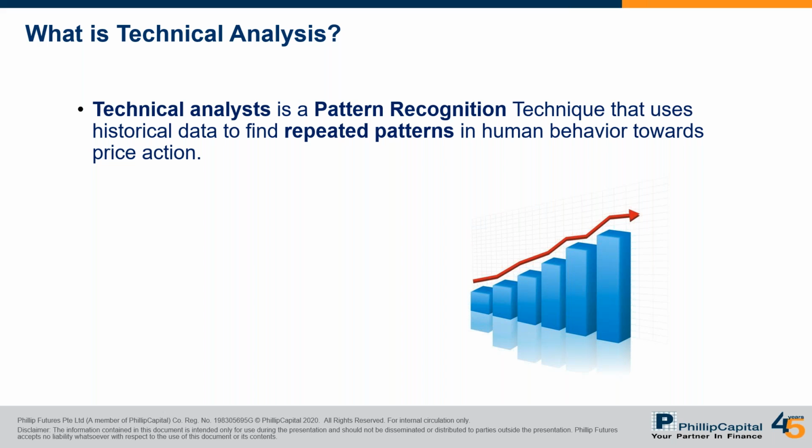My interpretation of technical analysis is that it's a pattern recognition technique. What does it recognize? We are trying to find repeated patterns in human behavior towards price action. So technical analysis aims to find repeated patterns in the chart or in the price action. Probably you have heard of many different terms or patterns like double top or double bottom. These are very common terms that people have been using.